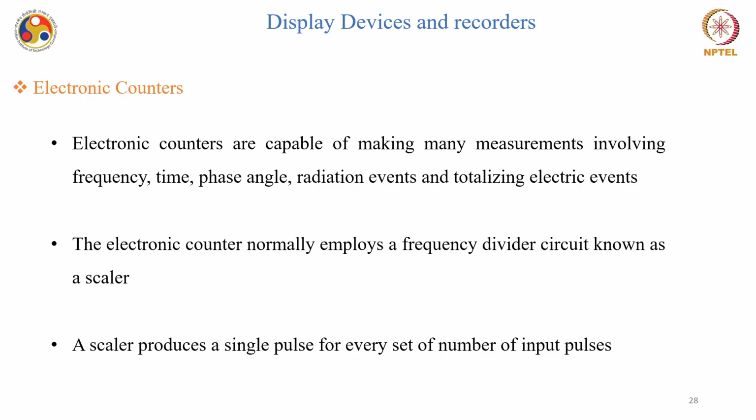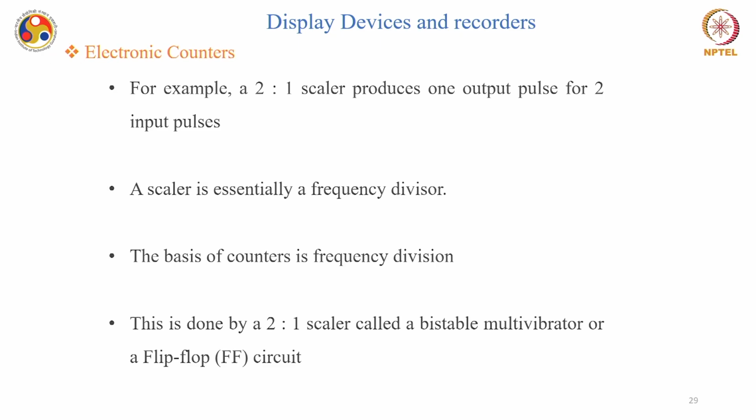A scaler produces a single pulse for every set number of input pulses. For example, a 2:1 scaler produces one output pulse for 2 input pulses. A scaler is essentially a frequency divisor, and the basis of a counter is basically frequency division.